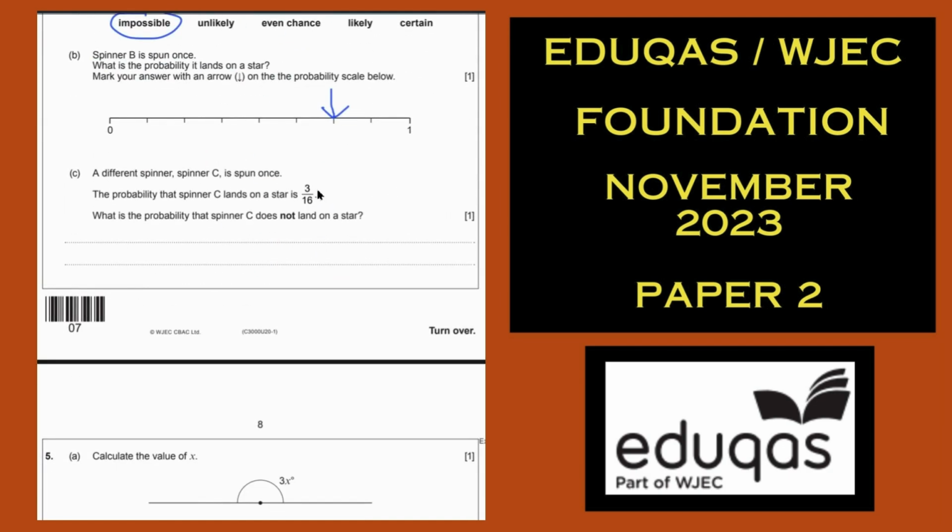I'm scrolling it off because it's a different spinner now. The probability that spinner C lands on a star, what's the probability? Does not. 1 minus. You could use your calc, or you might just know. Therefore, the numerators, the 3 and the 13, must add up to 16.